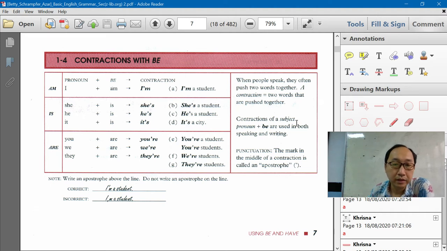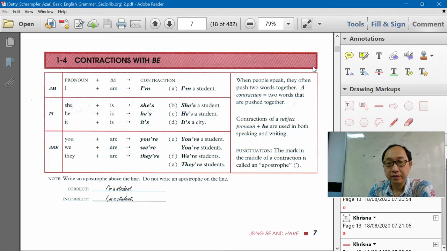Okay, and then we continue with the contractions. Yeah, so, contractions of to be. In Bahasa Indonesia, it's called singkatan. So we contract or shorten the to be. It is used especially when we speak. When people speak, they often push two words together. It's called a contraction, two words that are pushed together.